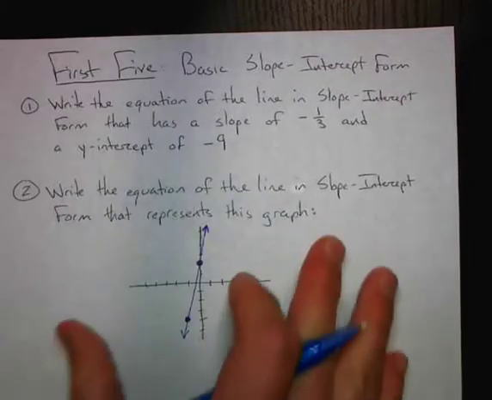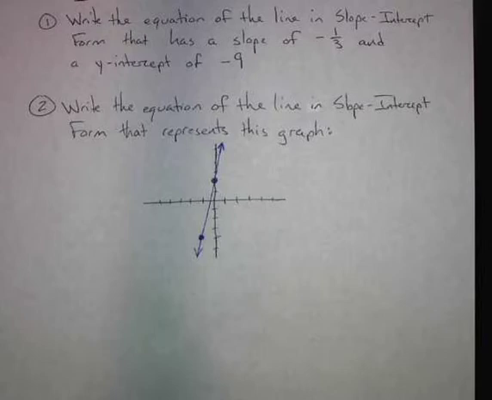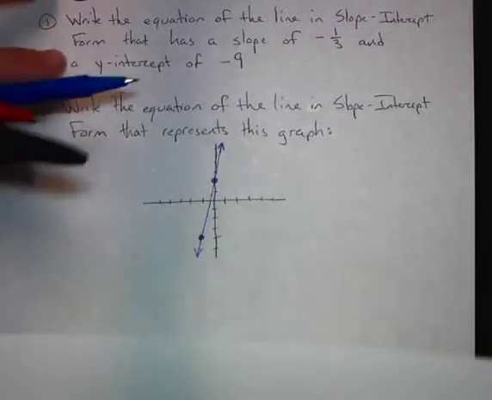Now, what about this second equation? What about the second problem? Now we have the picture of a graph. Write the equation of the line in slope-intercept form that represents this graph. Now we have the picture of the graph.